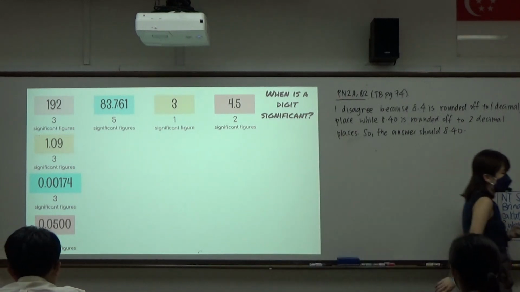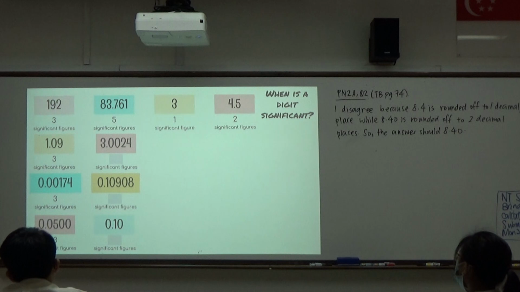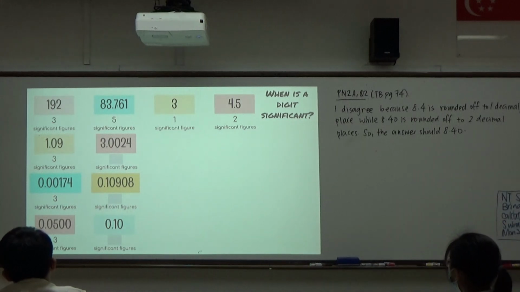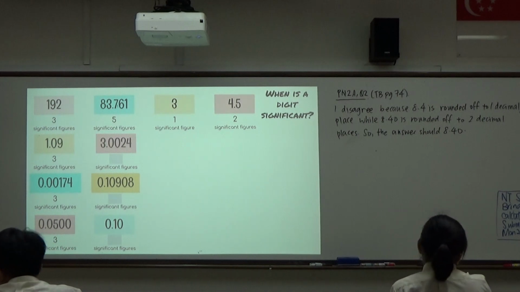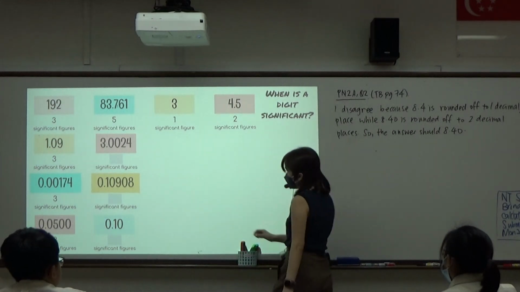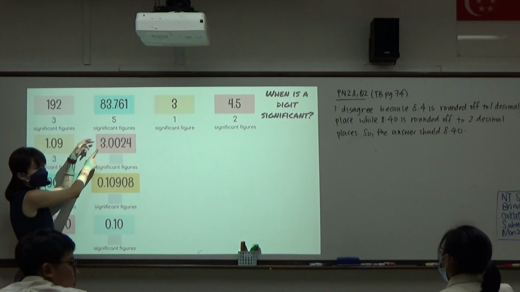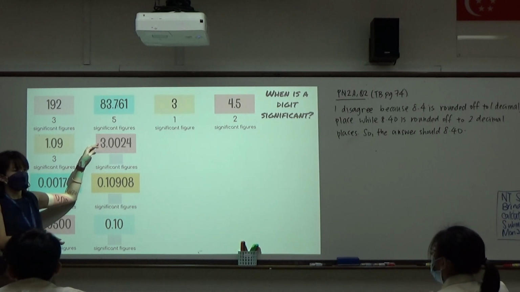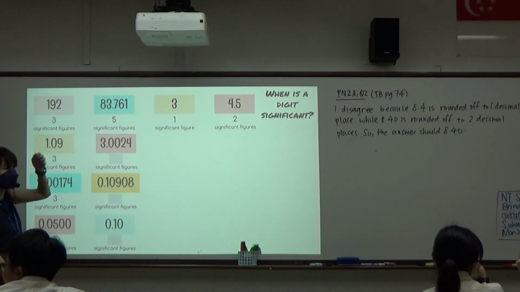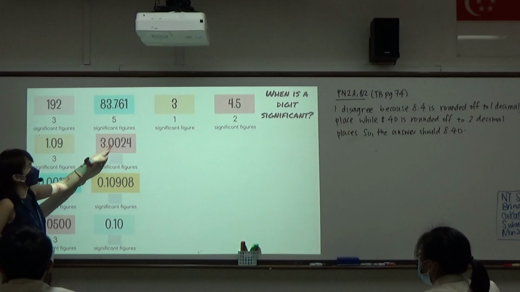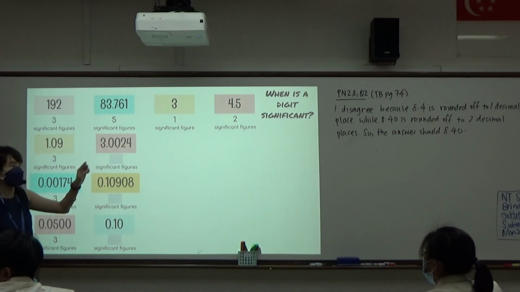With that idea, let's do a quick check. For these digits over here, how many significant figures are there in 3.0024? Let me just pick someone. Brandon is not here. Xavier? Sorry? 3? Do you agree with that? No. 5 or 6? 5, right? So we count 1, 2, 3, 4, 5. There should be 5 significant figures over here.